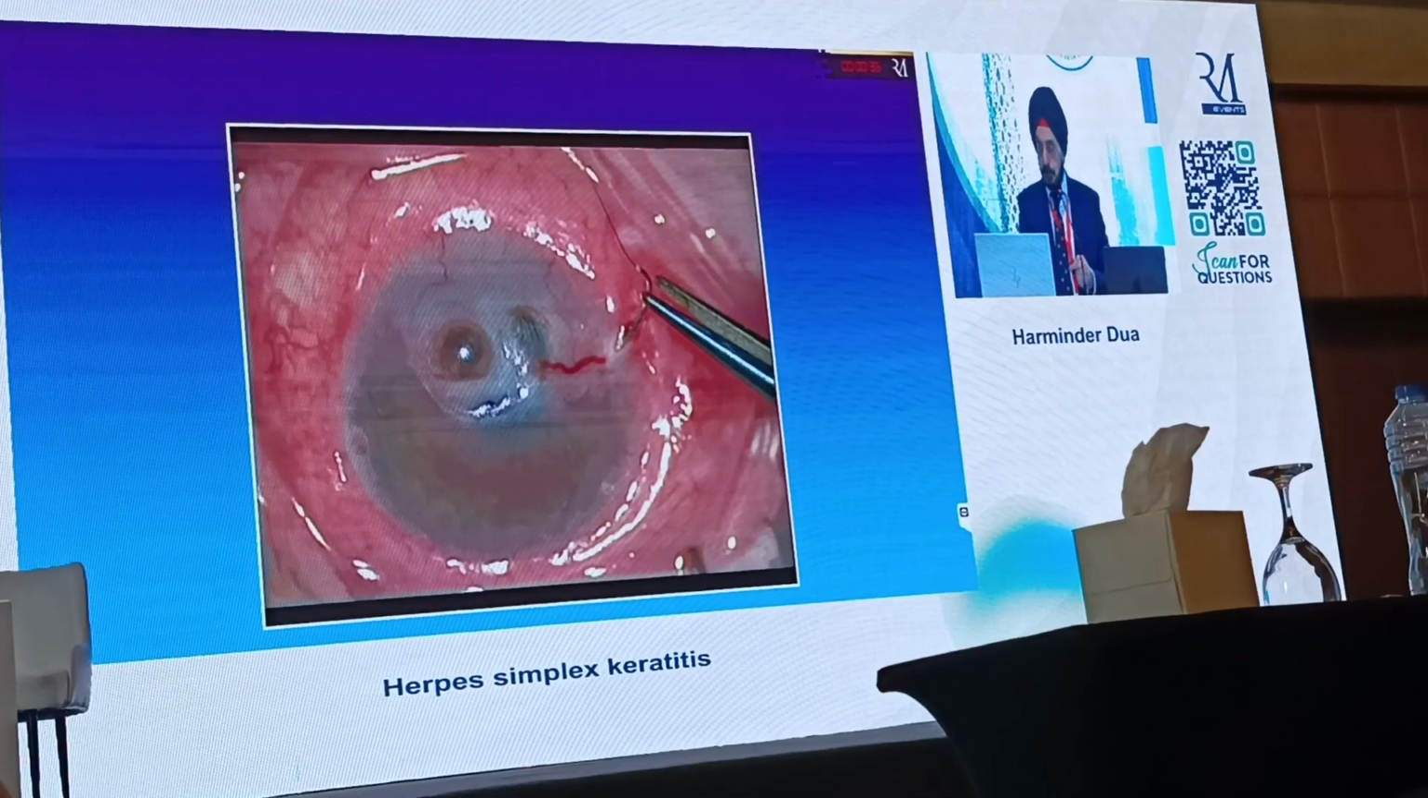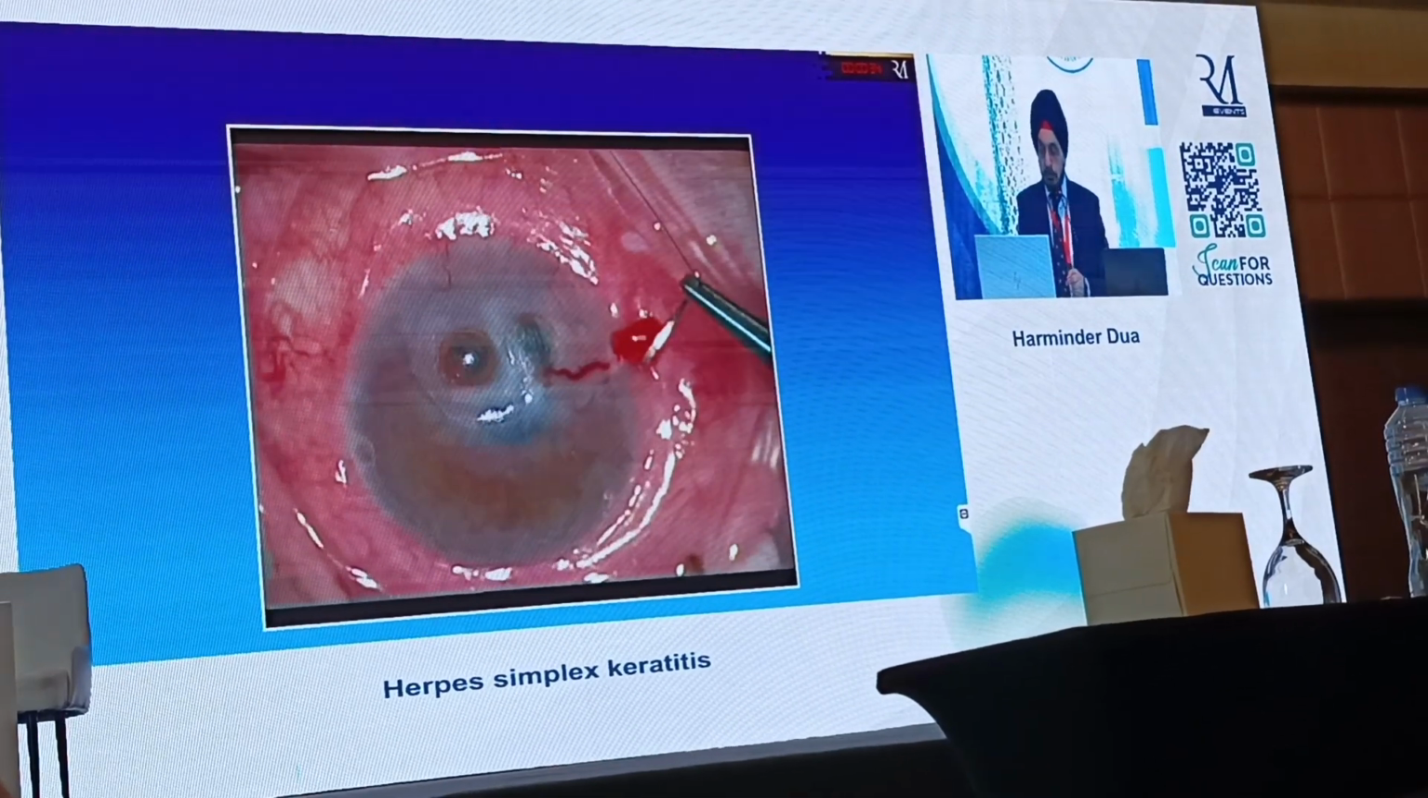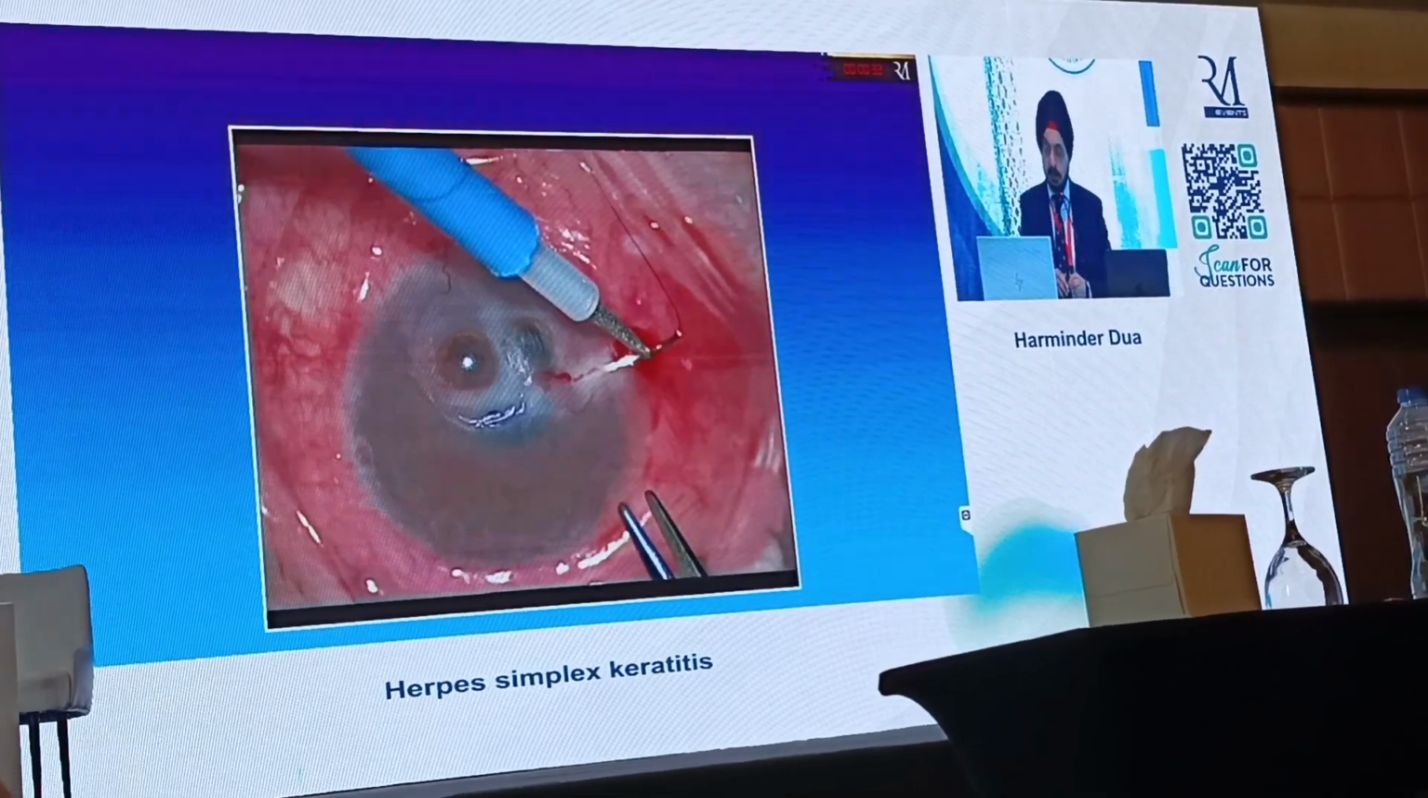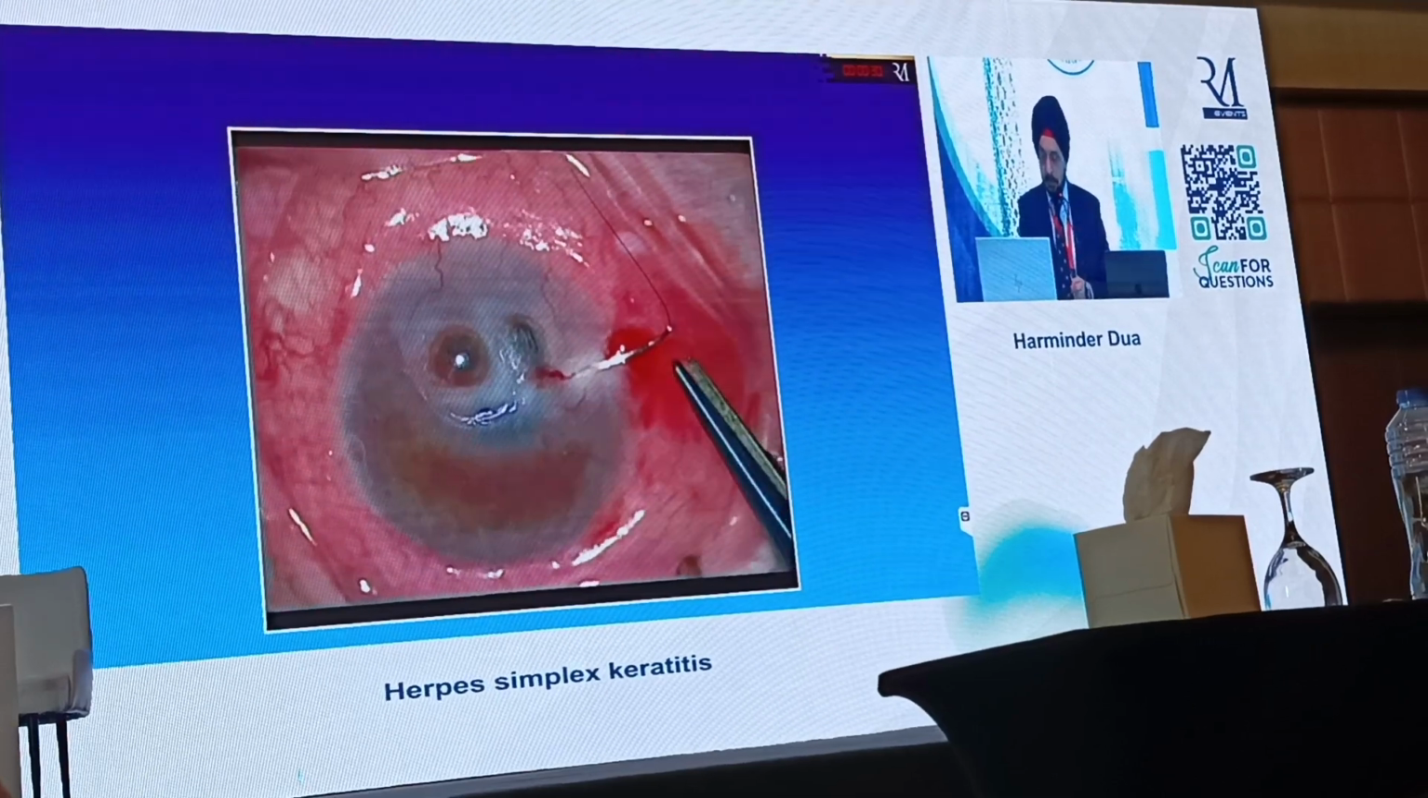And here is what we do for that. We do fine needle diathermy. For the larger vessel, we just touch it with the monopolar cautery, and it occludes the vessel.